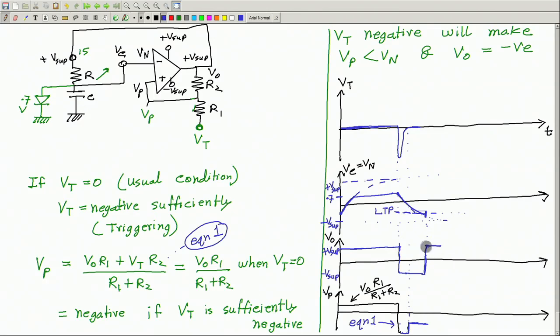And once this output becomes positive, Vp, this voltage will again go back to this value, VO R1 by R1 plus R2, where this is positive V supply. So, it will come back here to this height and it will remain there forever. This will also remain there. And now what happens to the capacitor voltage?